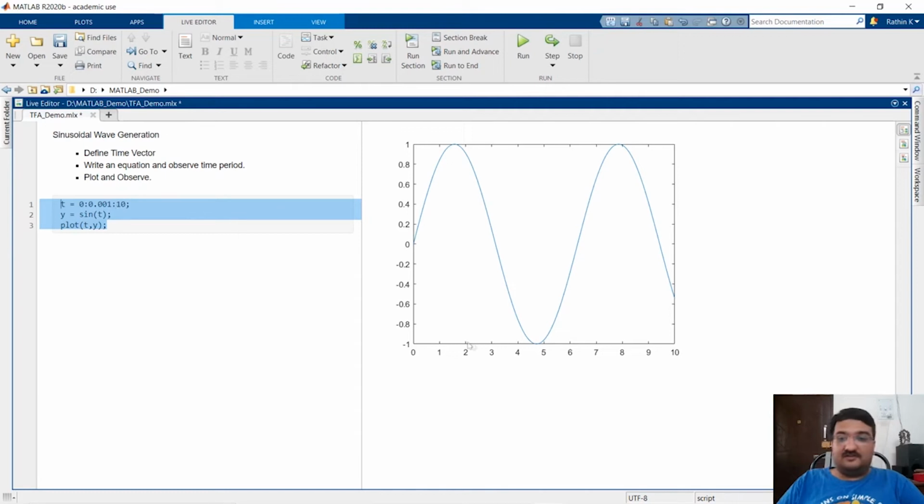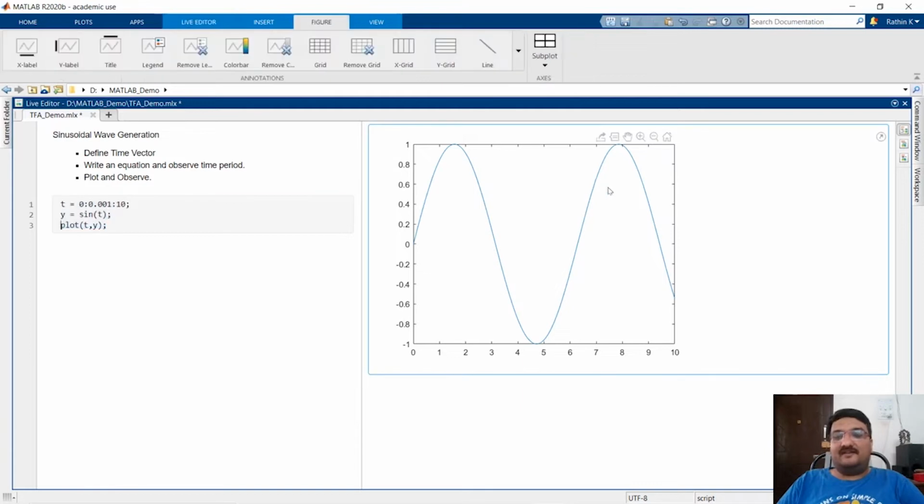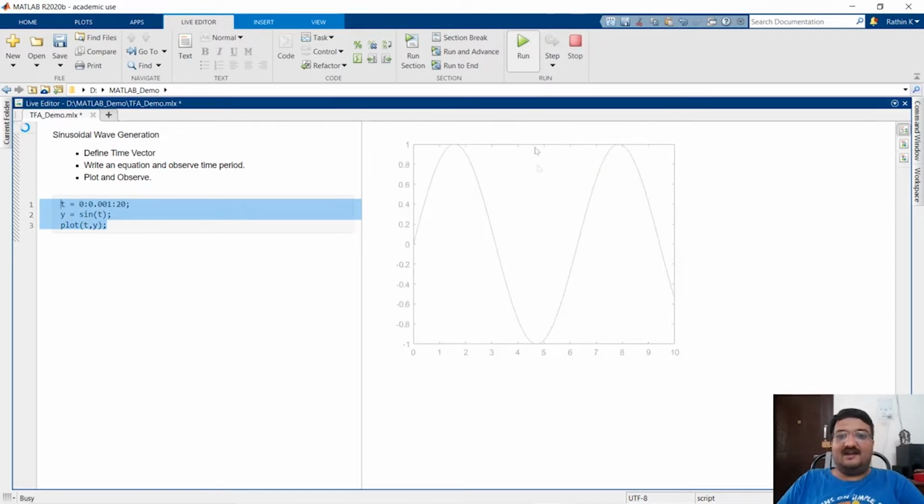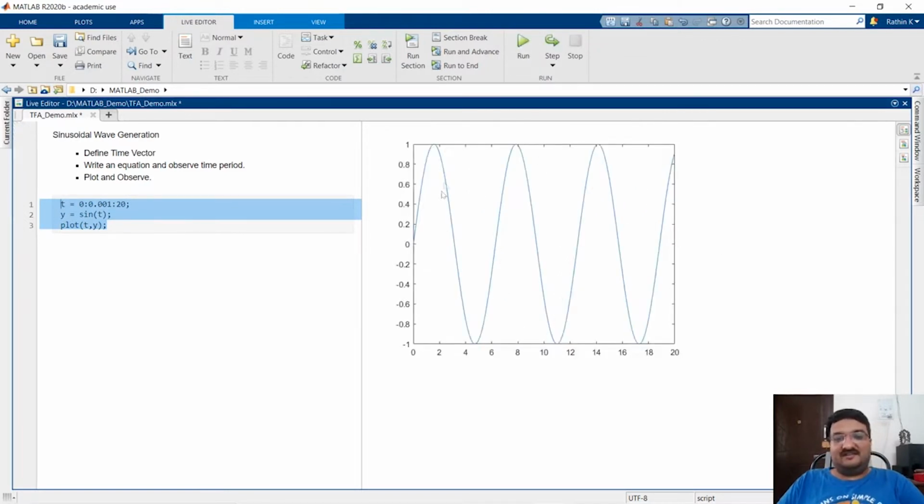we have defined time from 0 to 10, and the sine wave starts with 0. How can we identify the time period of this? We know that the sine wave will repeat like this. The good thing about the live editor is that I just have to increase this to 20 and run, and I get the corresponding result quite easily. This is getting repeated 3 times in almost 20 seconds, so 20 by 3, which is around 6 point something, would be the one time period.